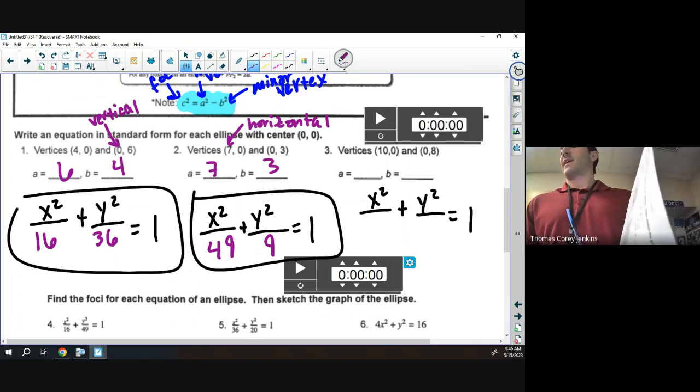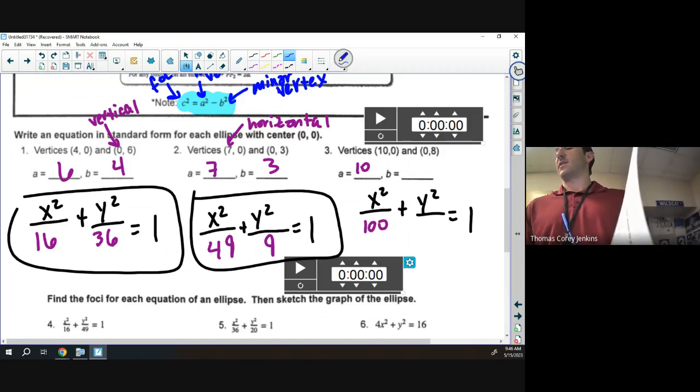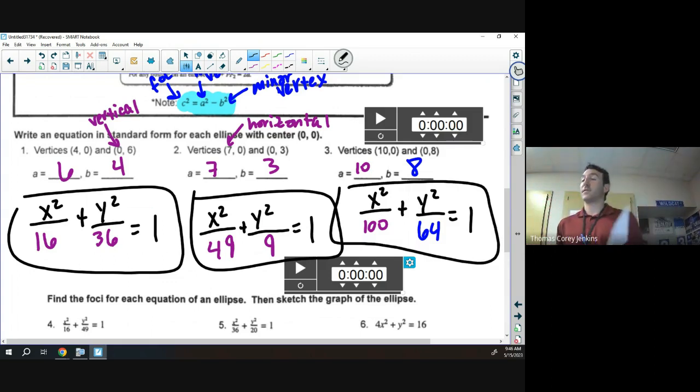All right, in this case, we'd say A, which is an x-coordinate, is 10. Okay, so 10 squared or 100 is going to go under x squared. And then B is the smaller number. That's a y-coordinate. That squared is 64. Altogether, I have x squared over 100 plus y squared over 64 equals 1. Anybody have any questions before we move on?